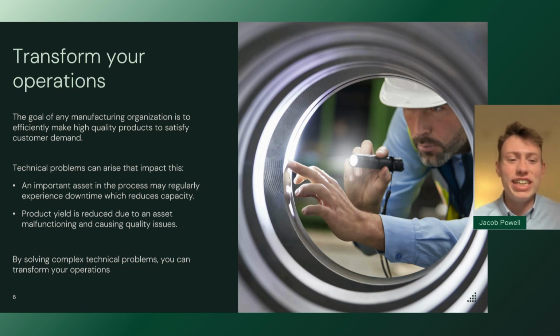And when you have assets and machines, you're inevitably going to get technical problems. Some common problems that arise with assets might be related to regular downtime, and that can reduce a site's capacity, reduce its output. But you might also have problems that cause a quality issue, and that can ultimately reduce your product yield. And so whatever you're manufacturing, providing there are assets present, technical problems will arise, and solving these can really transform a site's operations.